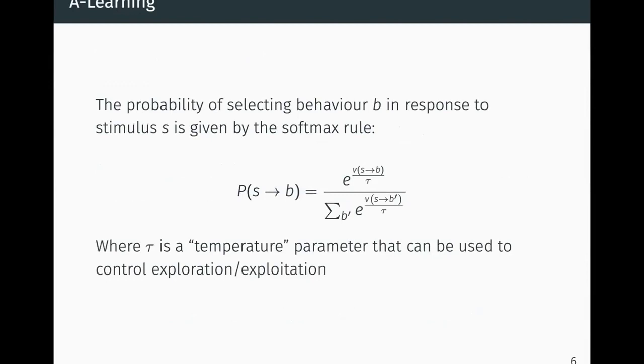And then, when you have learned these stimulus and stimulus-response values, you select an action as a response to a stimulus using a simple softmax rule. You can have a temperature parameter here that you can use to control exploration and exploitation, depending on how you're doing your training.